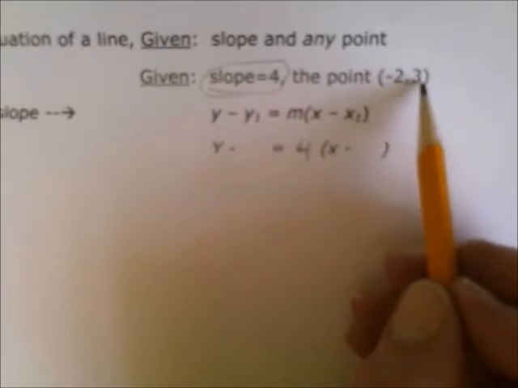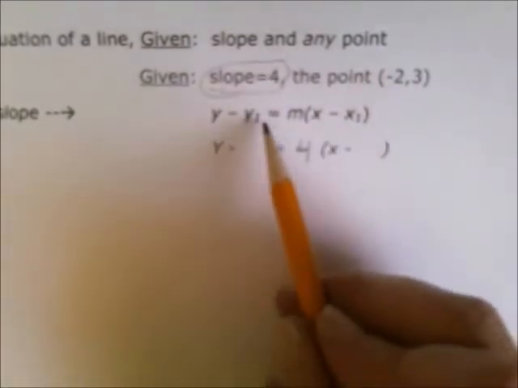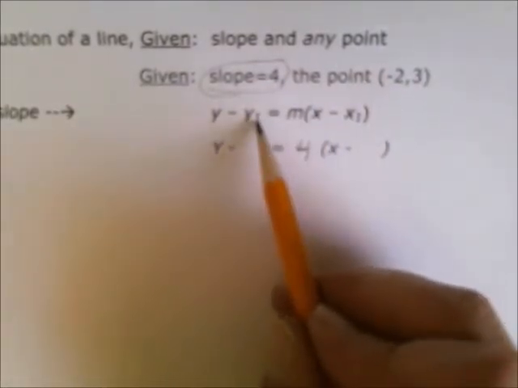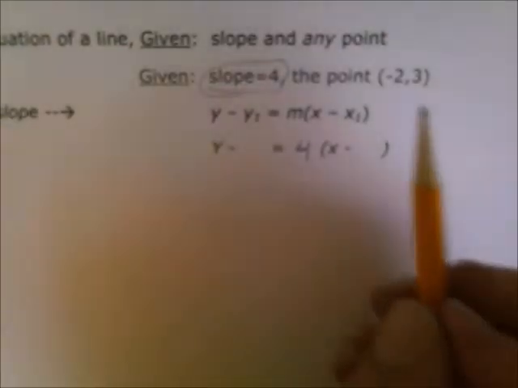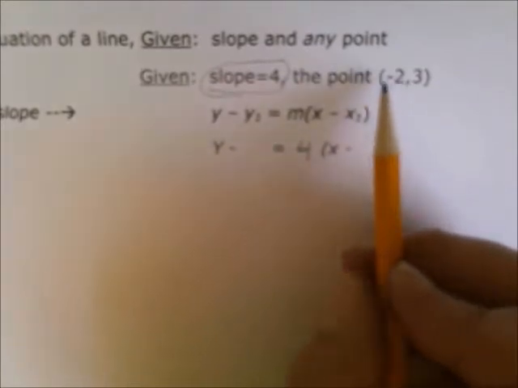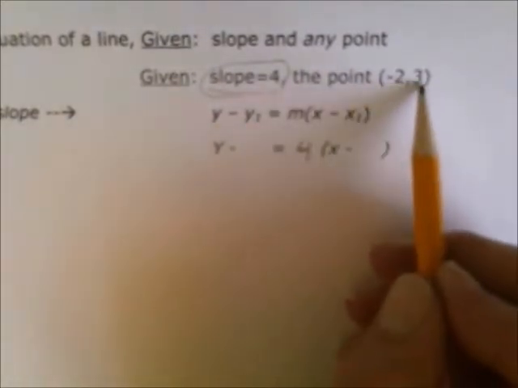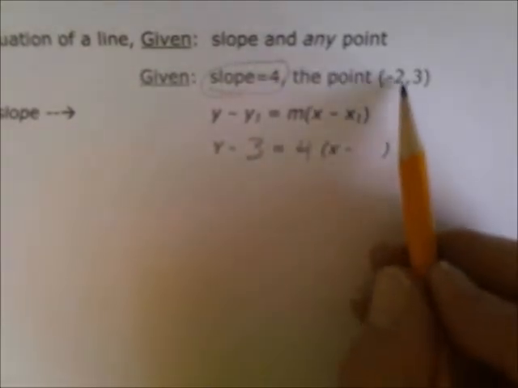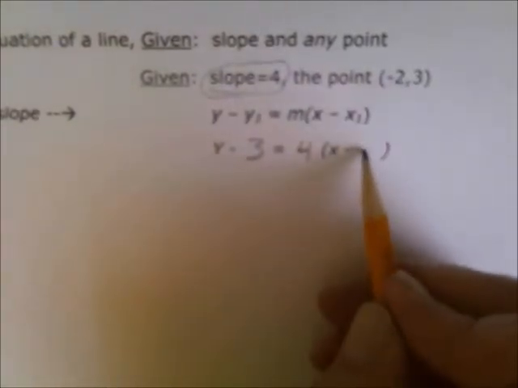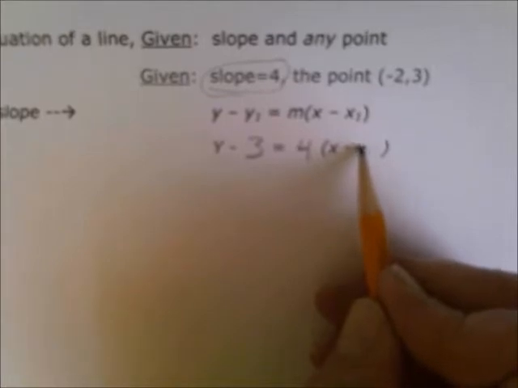point, (-2, 3). So remember the little subs there, this y sub 1 and x sub 1 are just talking about it must come from the same ordered pair or the same point. So we have this one point here, so our y sub 1 is going to be 3, and our x sub 1 is going to be -2.